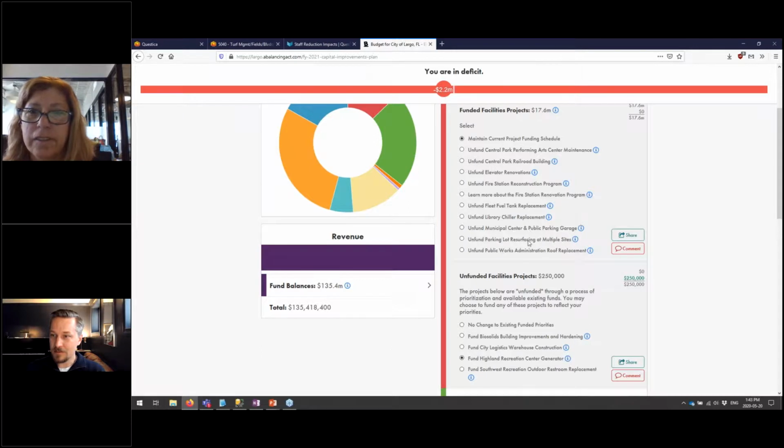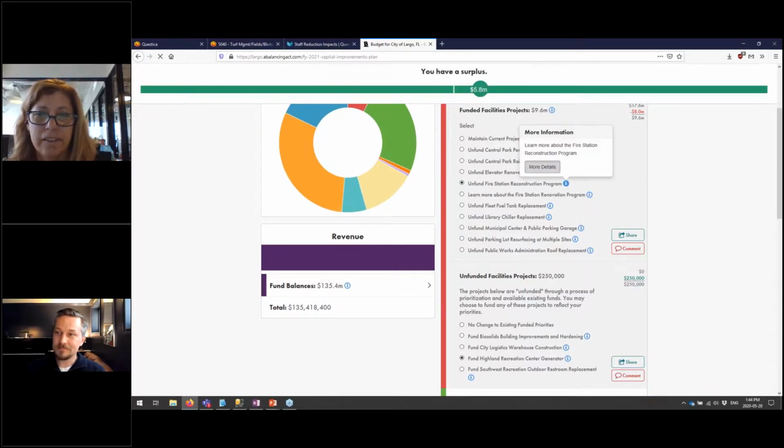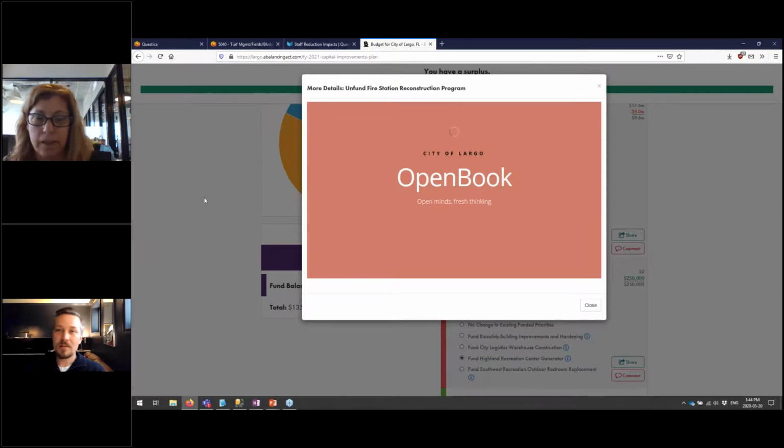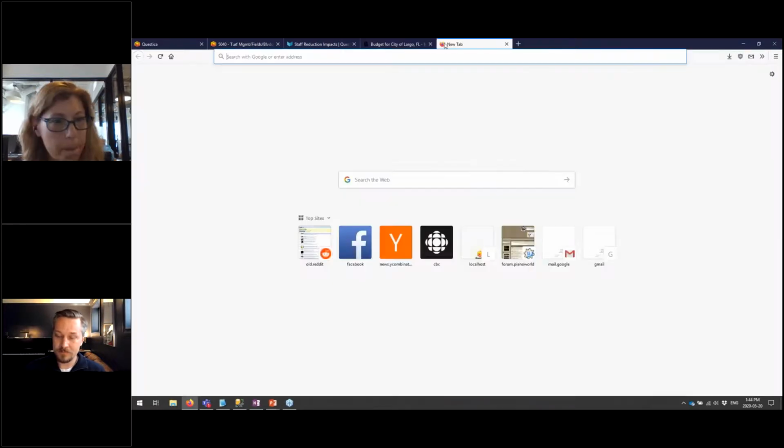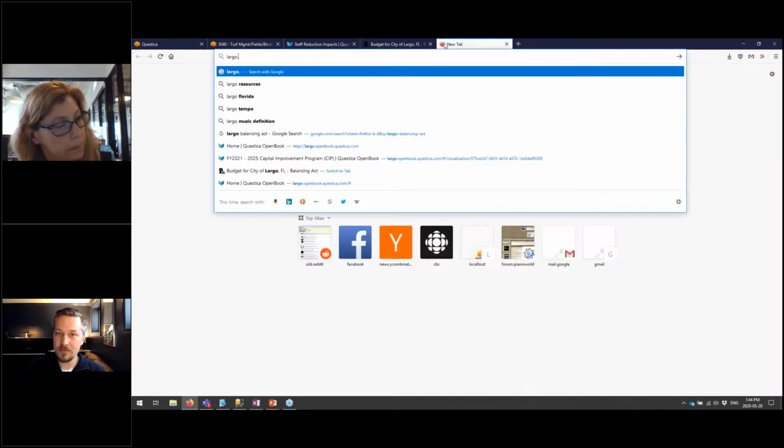What was that really big one? Oh, the fire station, right. So when I click on more information, Balancing Act offers its users the ability to put anything into this more information, including a link to another website, which is what they've done here. So the City of Largo has connected Balancing Act through to Questica OpenBook. And what we're actually looking at here is part of a tool in OpenBook. So let's look at that more directly.